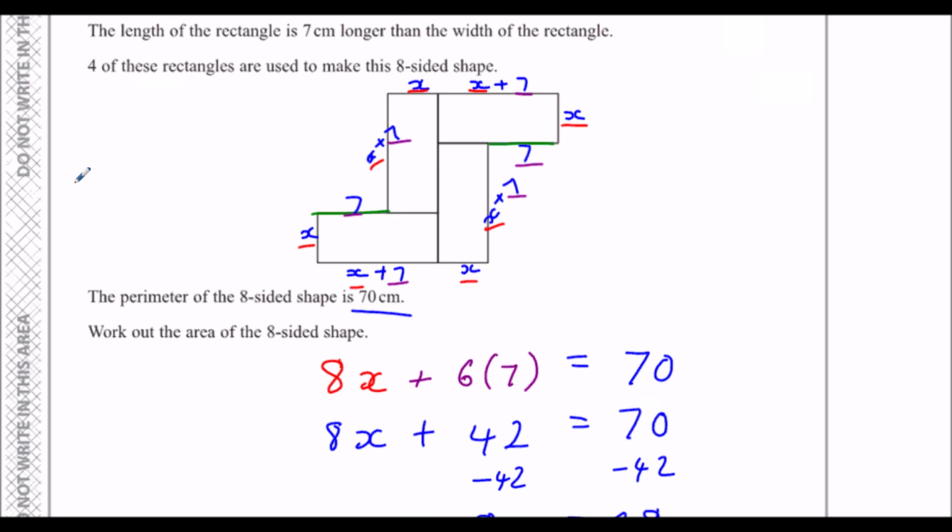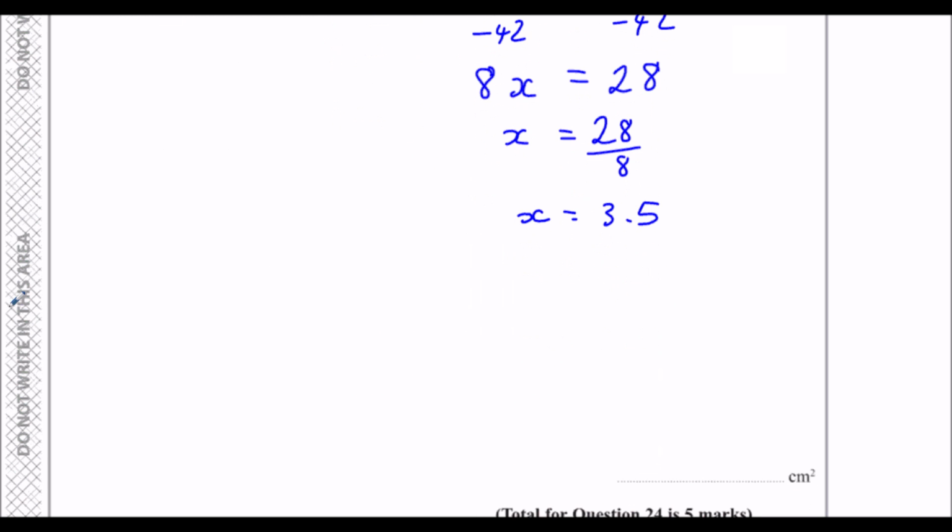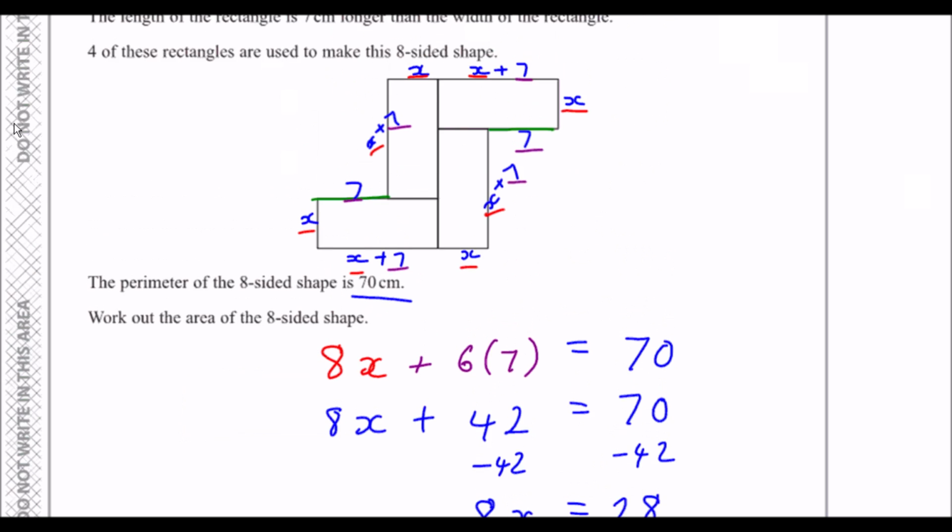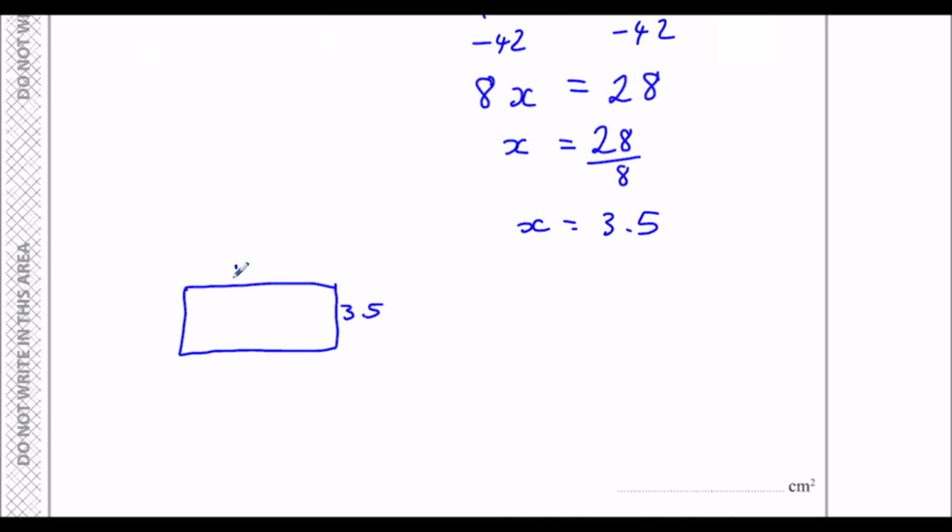But the question was, work out the area of the 8-sided shape. So let's do one rectangle first. It's got 3.5, that was x. And then we had x plus 7, which will be 10.5. So the area of one rectangle is 10.5 times 3.5.